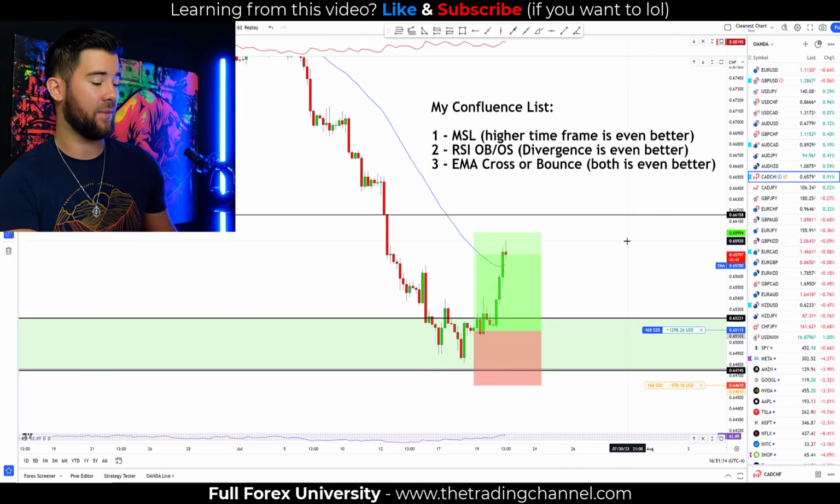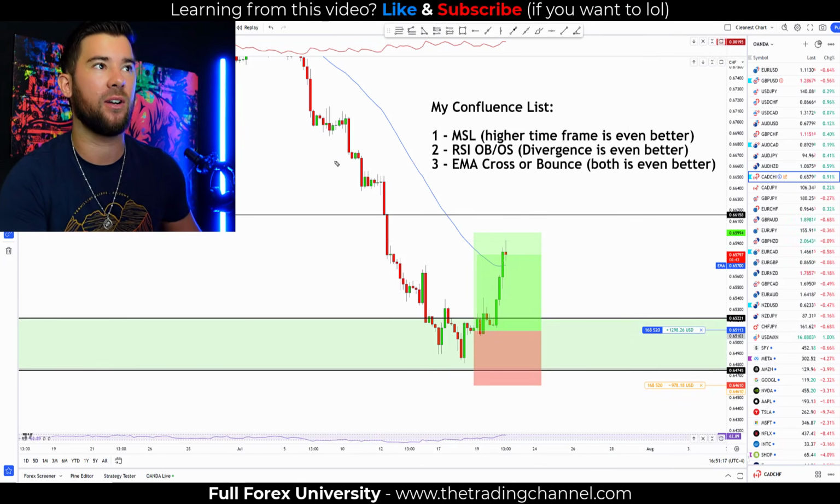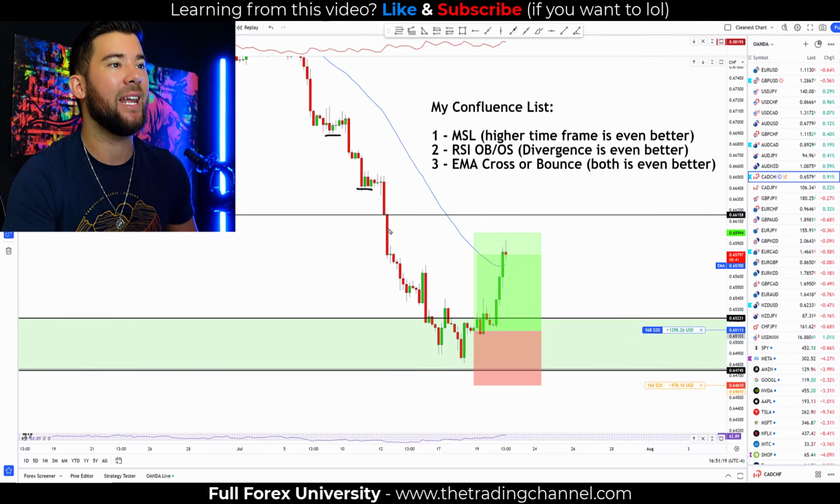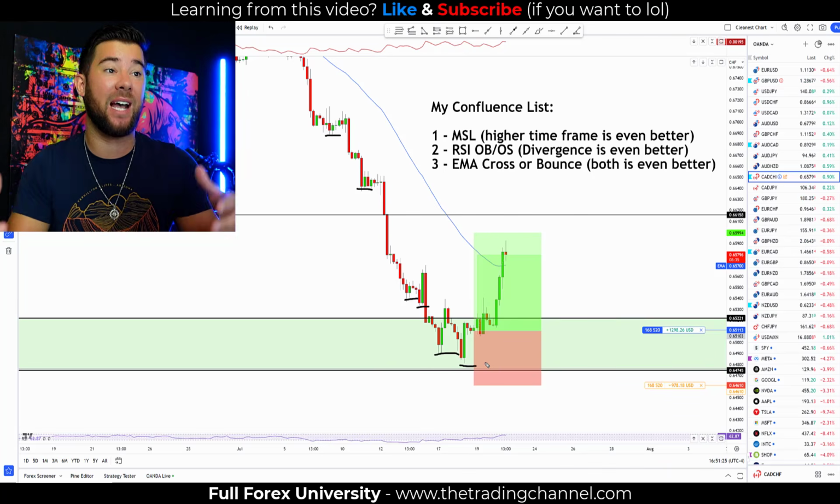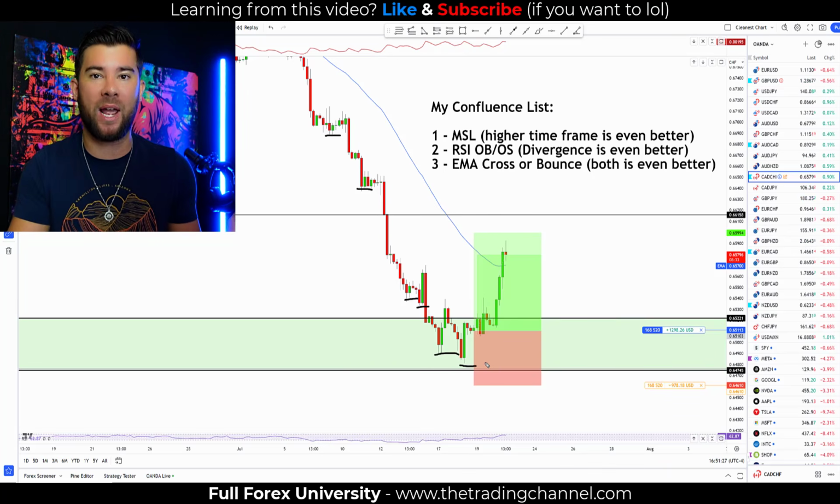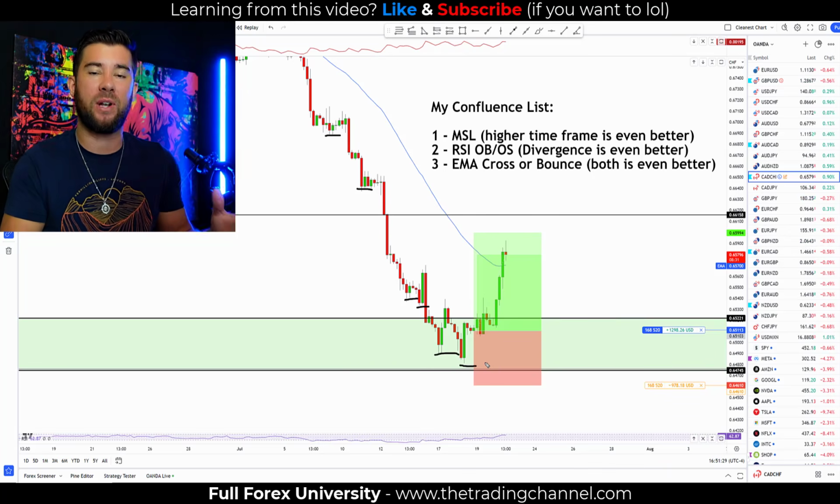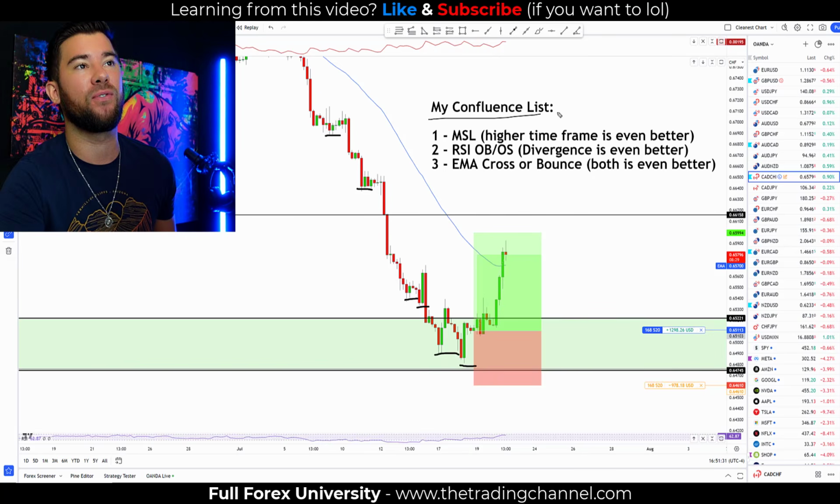So first off, what are we looking for? What did we discuss earlier? We want to see the lows in a downtrend create some type of candlestick pattern. But that's not all we look for, because if that's all you look for, you will not be right more than you're wrong. You won't have a profitable strategy. We need to add some confluence to it.